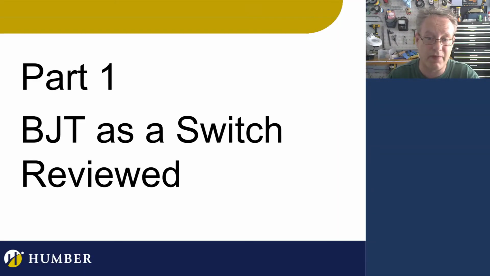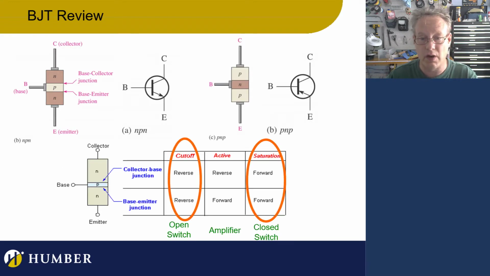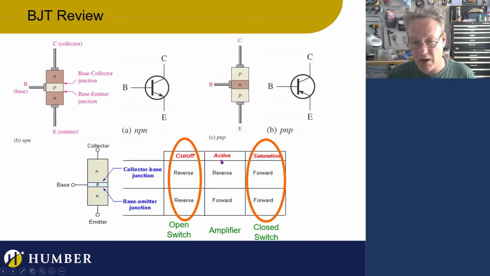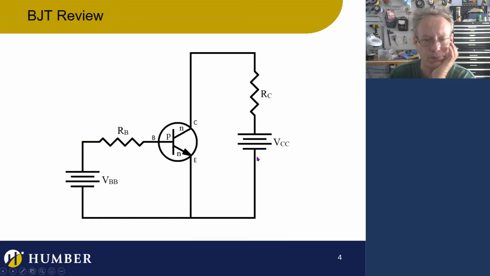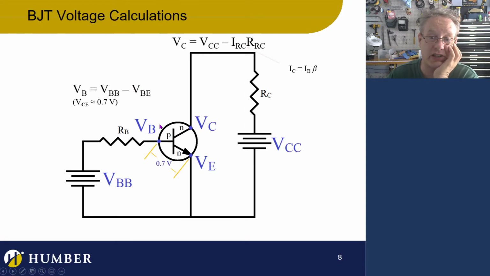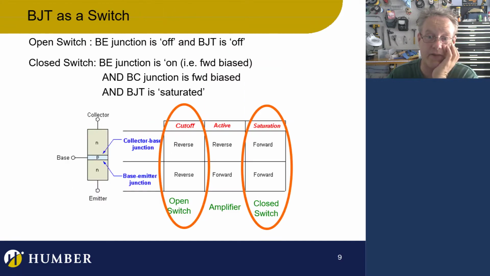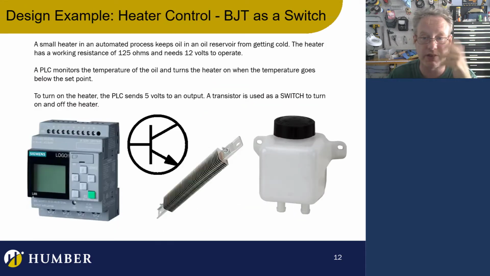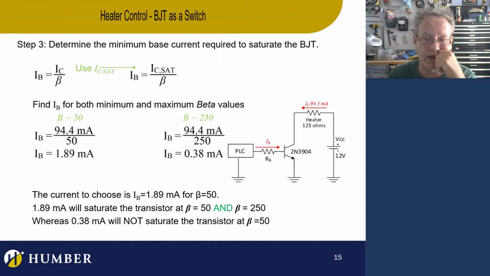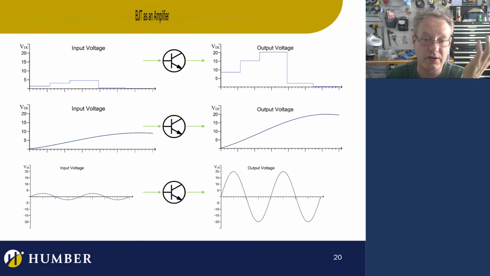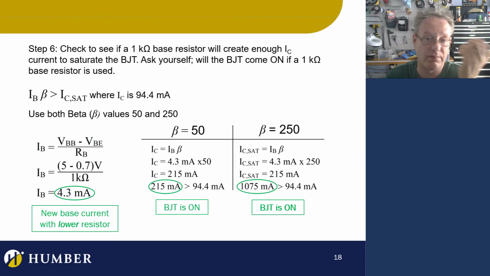So BJT as a switch. This is review. This is where we're working in cutoff or saturation, right? And you did the lab and you get all of this stuff, and you need to know this stuff because it's seriously on the exam. I'm very serious about how much this is on the exam. Some applications: open, close a switch; another application, turn stuff on, turn stuff off. And then some math on how to actually do it and do some calculations. So that's all review.